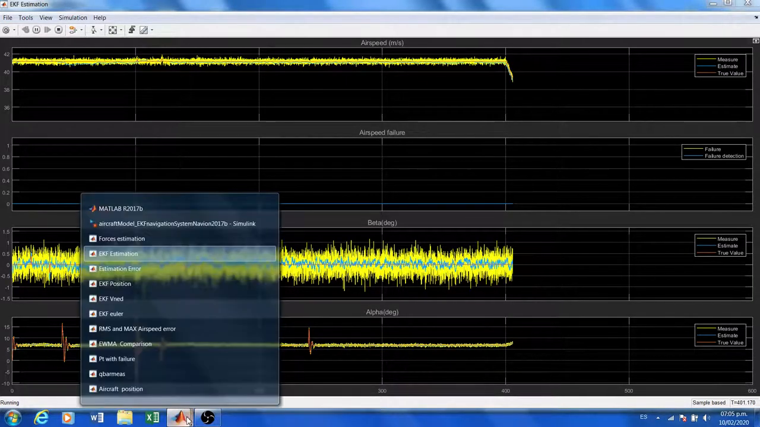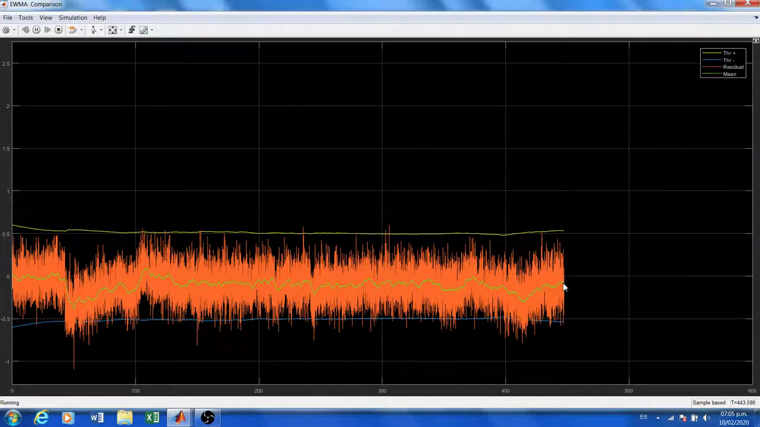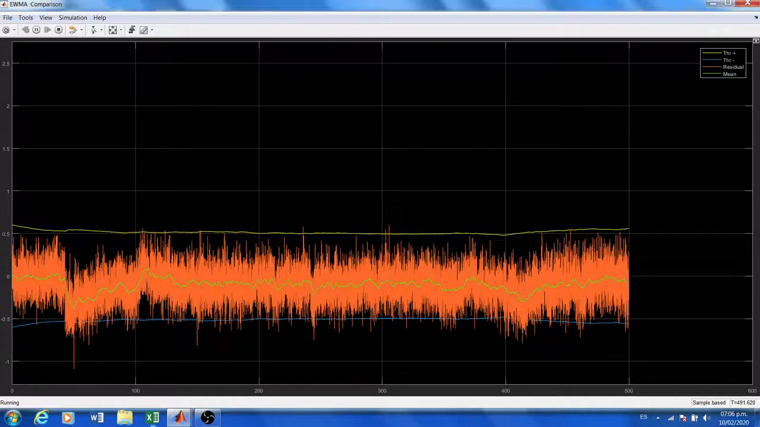So let's go to the thresholds and have a look at what happens. Okay? In 450 we inject the failure, so the mean will cross one of the thresholds and the detection should take place. So here, now here it will rise. What happened? There was no failure. Let's see the other graph.